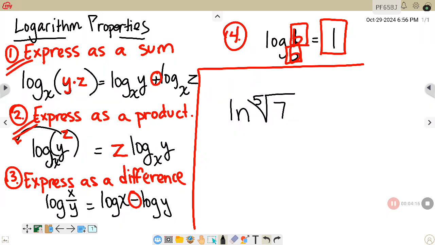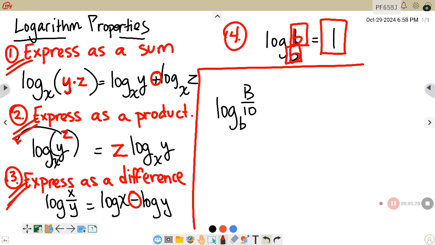All right, in this example, again, it's telling me to express this as a product. So I am using rule number 2 again. However, I don't see the exponent as it is written now. Let's remember that if you have the 5th root, that is the same thing as raising what is underneath that radical symbol to the 1/5 power. So this is the same thing as saying ln of 7 to the 1/5 power. So 5th root and 1/5 power are the same thing. And now I can use rule number 2 and rewrite it as a product by bringing down that exponent. So I have got 1/5 times ln of 7.